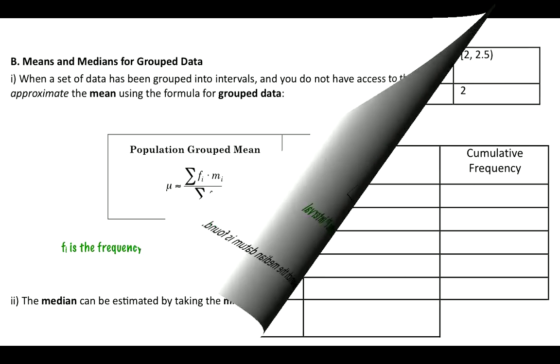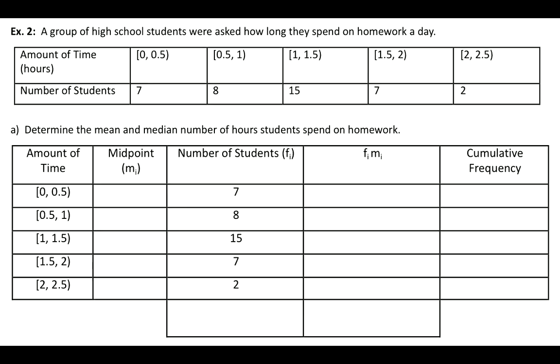Okay, so let's take a look at an example. Now, we're not going to jump right into Excel yet. So we've got a chart here that looks very similar to an Excel chart. And so here's the example. A group of high school students were asked how long they spend on homework a day. Maybe this is a class, maybe it's a simple random sample, who knows? But it's a group of high school students, and they were asked how long they spend on homework in a day. And so here's what we get.